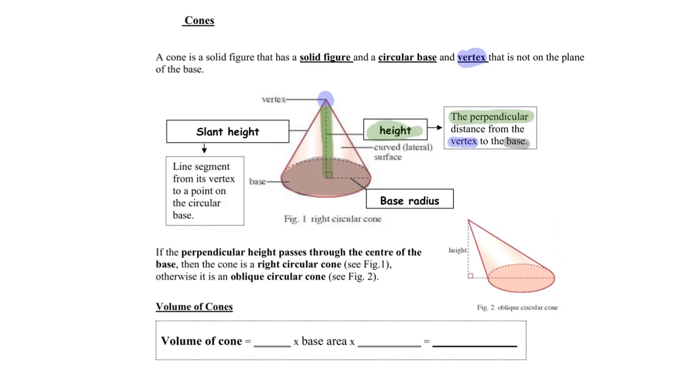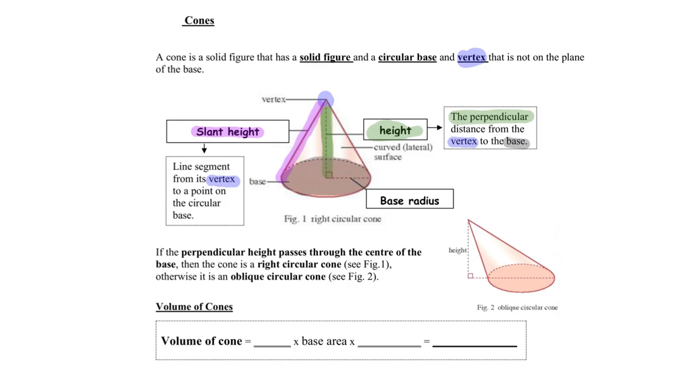There is also this thing called the slanted height or the slant height, which is here, this line segment from the vertex again, but now to a point on this circular base. And of course, there's this base radius. Why do we need the radius? Because we are dealing with a circle.